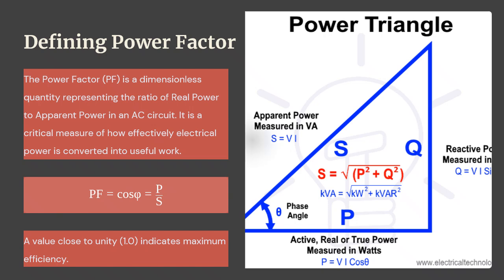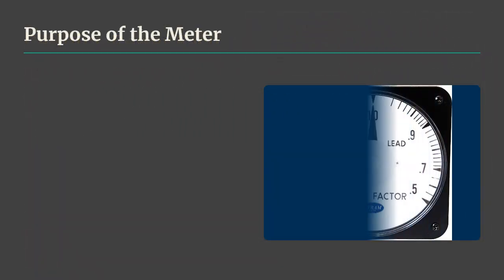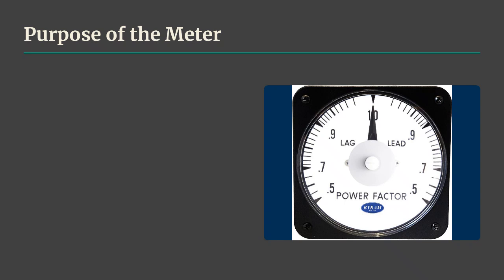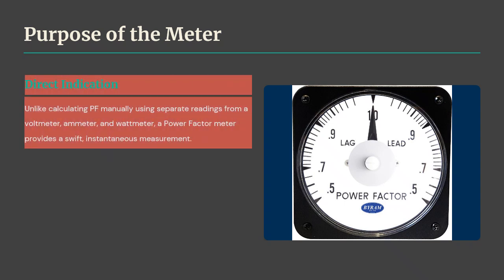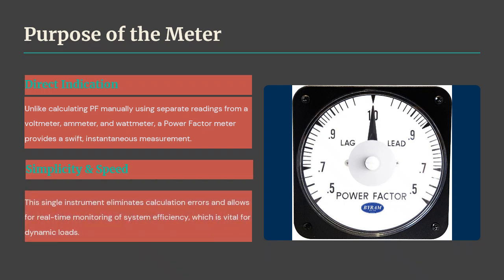Purpose of the meter. The power factor meter's primary purpose is to provide a swift, direct, and instantaneous measurement of system efficiency. This single instrument eliminates manual calculation errors and allows for crucial real-time monitoring, which is essential when dealing with dynamic electrical loads.